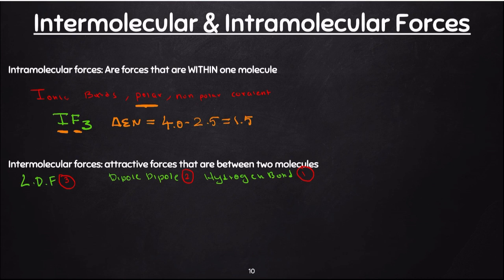Now that we have that out of the way, in order for us to figure out if there is a dipole-dipole bond, we have to go through a series of checks. First, we have to check if we have the intramolecular force of a polar covalent bond. If we have that, then we figure out if our molecule is actually symmetrical or not. If we have an asymmetrical molecule, that means that we have a dipole-dipole.